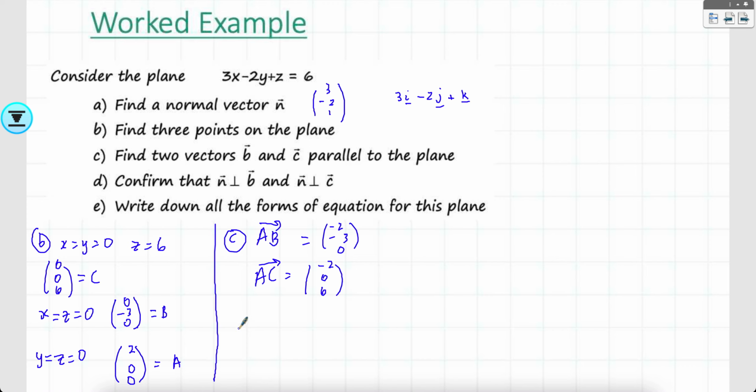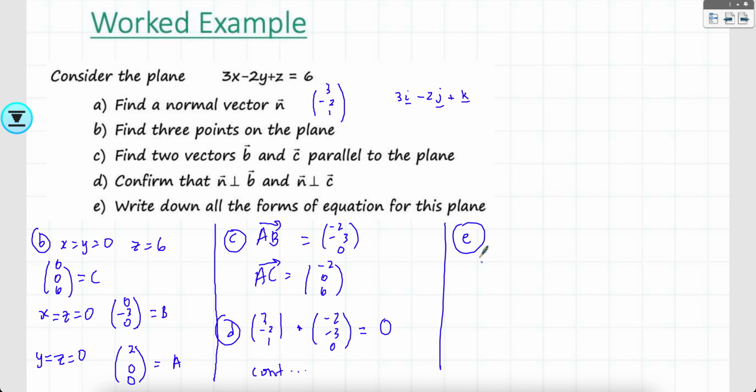And then part D: confirm that the normal vector is perpendicular to both of these, and you can easily do that by doing the scalar product. So 3, -2, and 1 dotted with -2, -3, and 0, and you'll notice that it's going to give you 0. And you can continue the same thing with AC. So you need to show both of them.